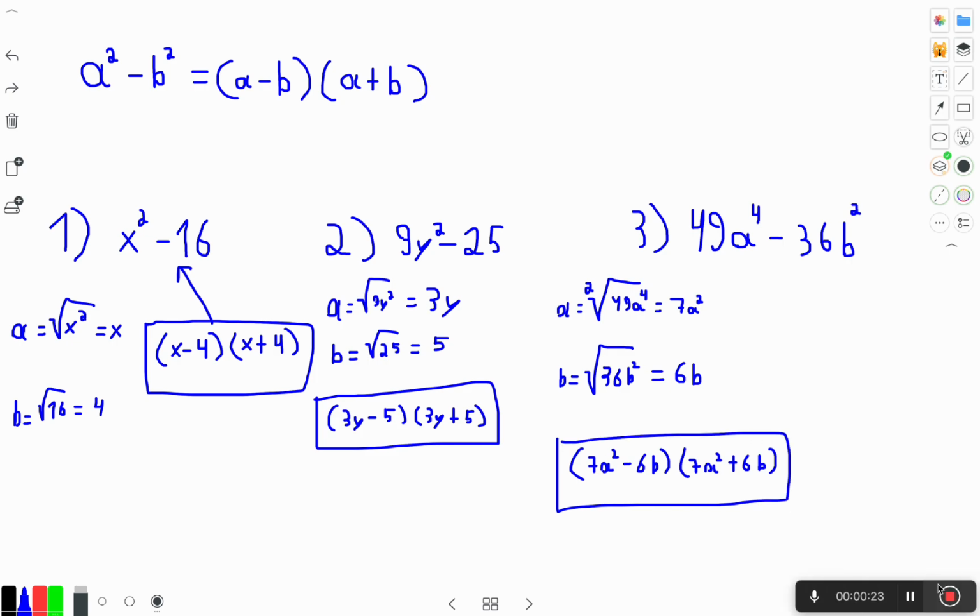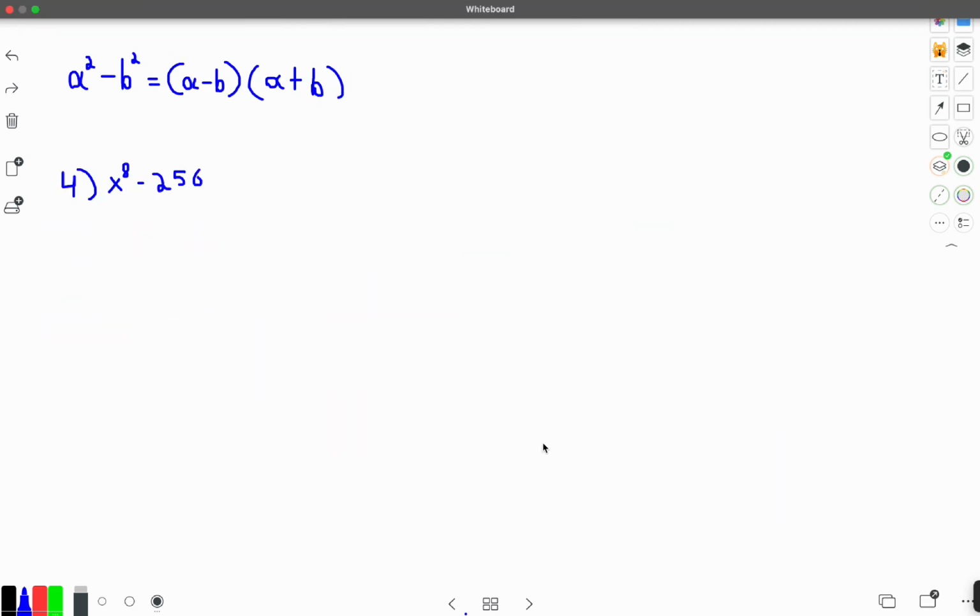Okay, now for the bonus question, we're going to have x to the power of 8 minus 256. So let's use the same process and identify our a. Just this, again, the square root of x to the 8, which is equal to x to the power of 4. And now if we do the same thing, we find our b term. It's going to be the square root of 256. And if we do the square root of 256, we're going to get 16.